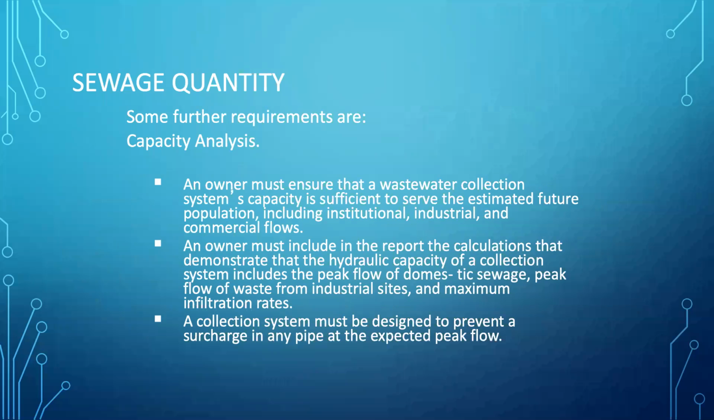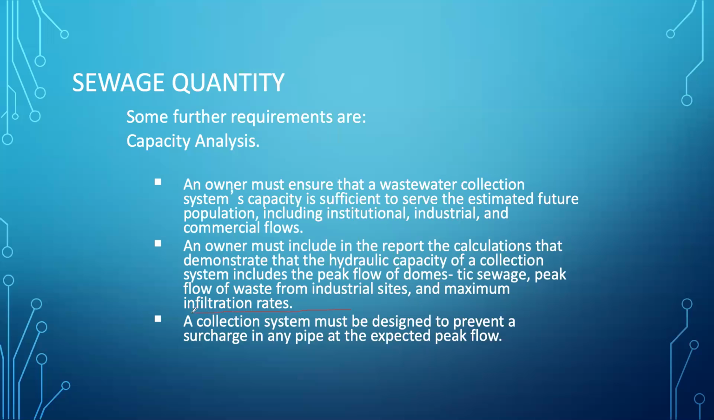There's some further requirements in capacity analysis. The owner must ensure that the wastewater collection system's capacity is sufficient to serve the estimated future population, including institutional. So if you're going to build prisons, industrial, if you're going to build license plate manufacturing facilities next to the prison, and commercial flows, that has to be included. And it must include that the hydraulic capacity of a collection system includes the peak flow of domestic sewage, peak flow of industrial, and maximum infiltration rates. And the collection system must be designed to prevent a surcharge in any pipe at the expected flow.